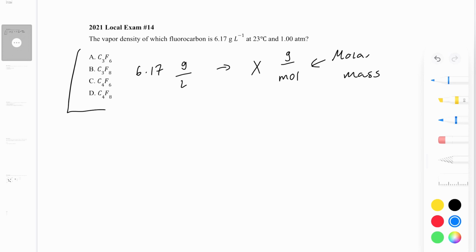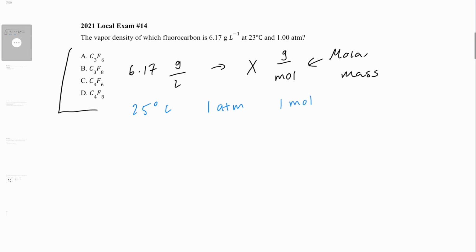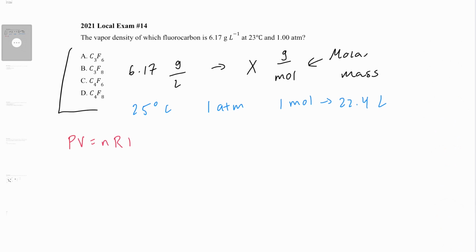If this question gave us instead standard conditions, which are 25 degrees Celsius and 1 atmosphere, we could have used the conversion that 1 mole of a gas is going to occupy 22.4 liters of volume. But we're not at 25 degrees Celsius and 1 atmosphere. We're at 23 degrees Celsius and 1 atmosphere. So we have to figure out how many liters 1 mole of a gas occupies at 23 degrees Celsius and 1 atmosphere. And we can do that using PV equals nRT.